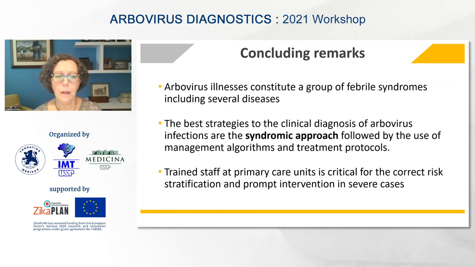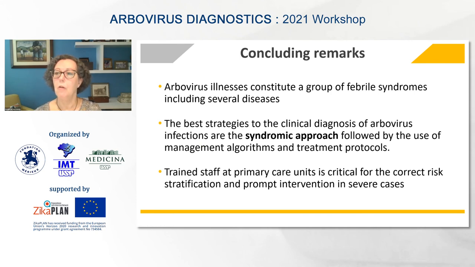In conclusion, the arbovirus illnesses constitute a group of febrile syndromes that may include several diseases. So there is no clinical diagnosis of a specific arbovirus infection just from the clinical examination of the patient. The diagnosis depends on serology, PCR, other tests to confirm, but that does not mean that I don't have to do anything and wait for the test. No, you take action first and treat as a syndrome, a surveillance of these syndromes, and start acting independent of which arbovirus infection it is. And this is the best strategy for the clinical diagnosis of arbovirus infections.